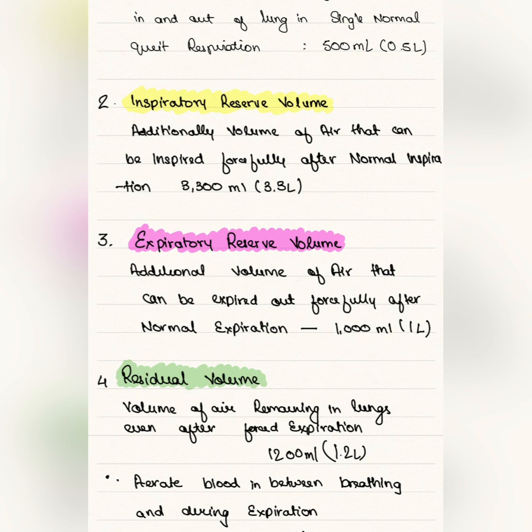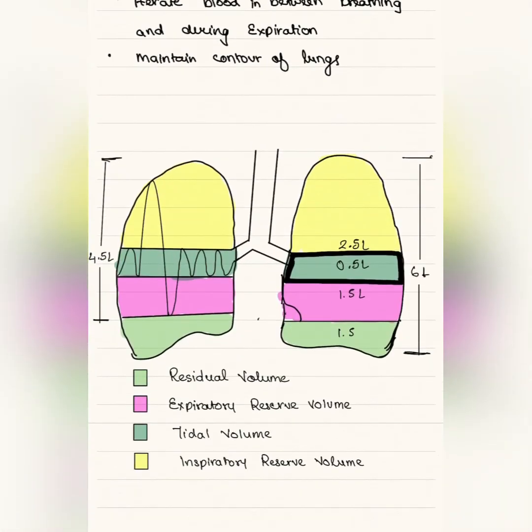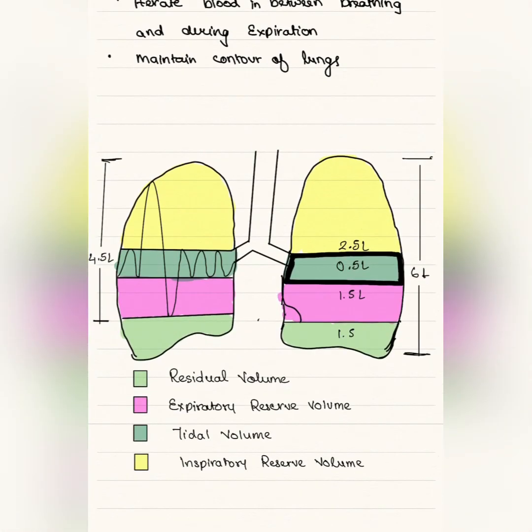Inspiratory reserve volume is the additional volume of air which is inspired forcefully after normal inspiration. Like if a person is having a workout, doing some exercise, then he would be adding more volume to the lung after normal inspiration. That is called inspiratory reserve volume. I am darkening the area which occupies about 2.5 liters. In some books it is 2.5 liters, in some it is 3.3. So we can get an idea about the volume of that.